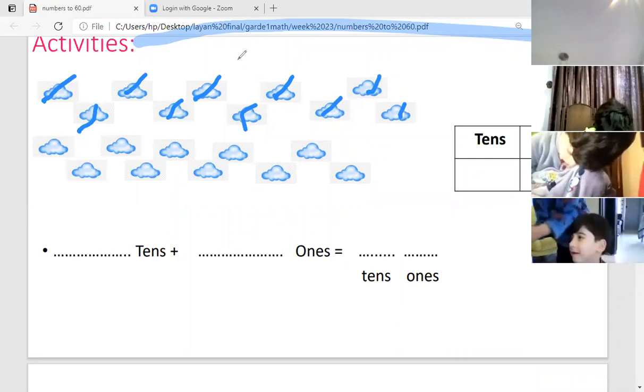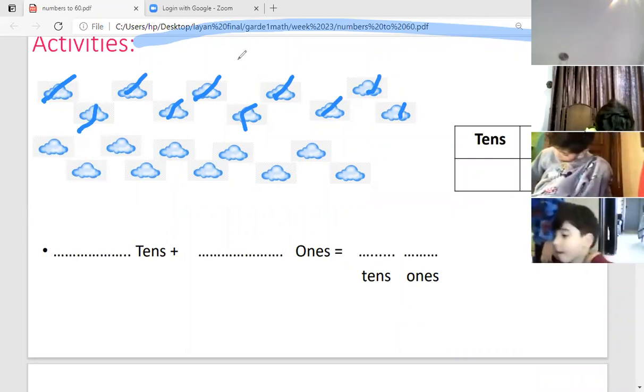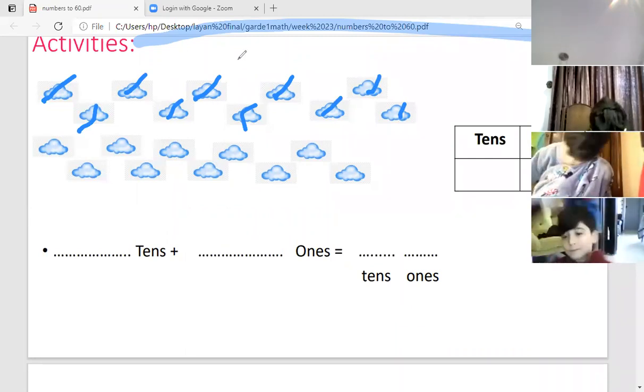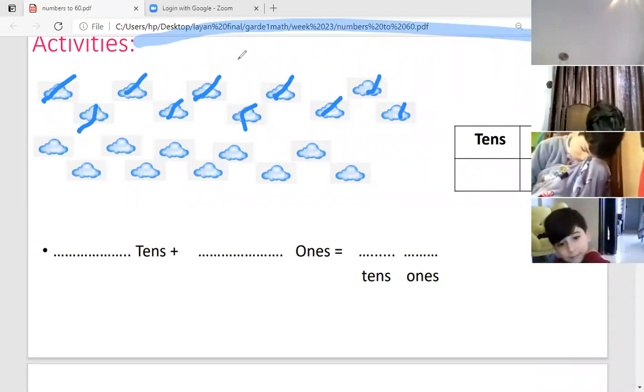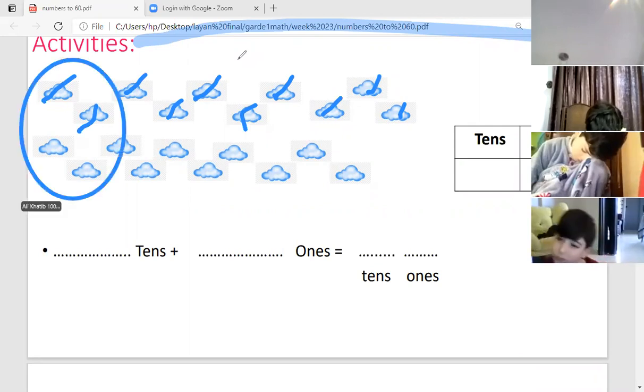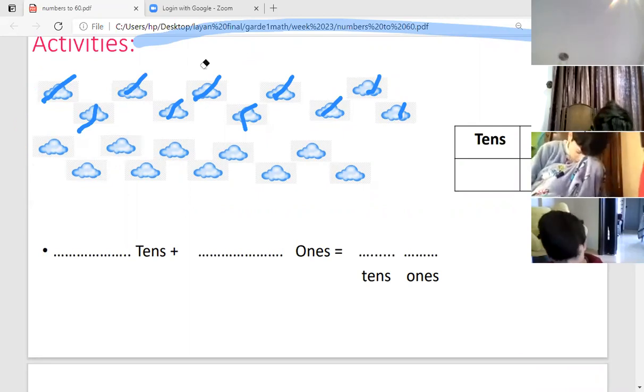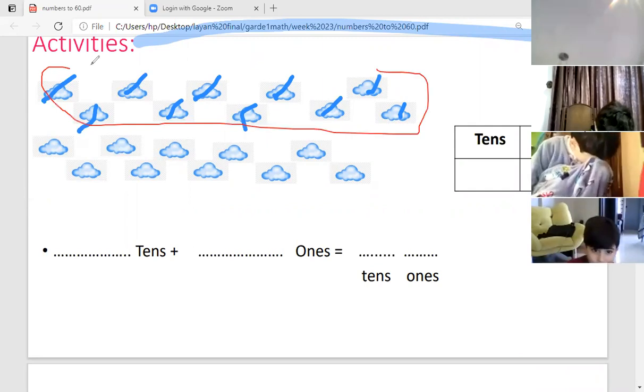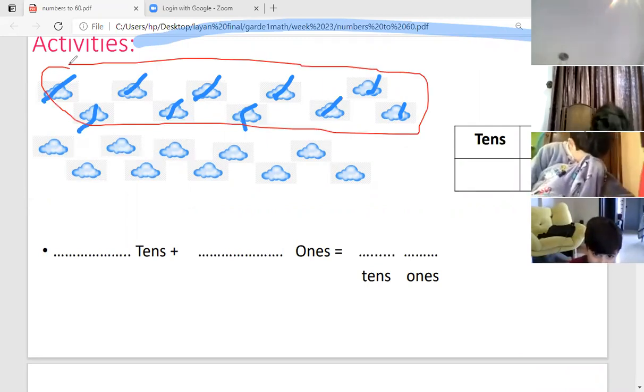Okay. Don't forget to find the tens and ones. We circle each 10. Okay, don't forget this thing. It's very important. The first step, count each 10 and circle them. Yalla, circle this group of 10. Okay, so this is the first group of 10. Okay, yalla, count the remaining.